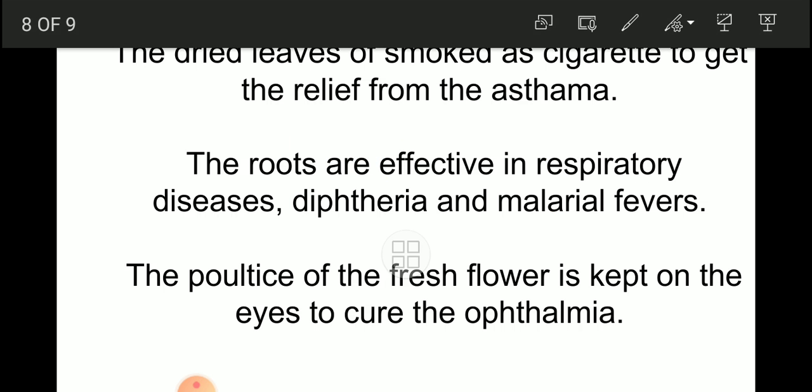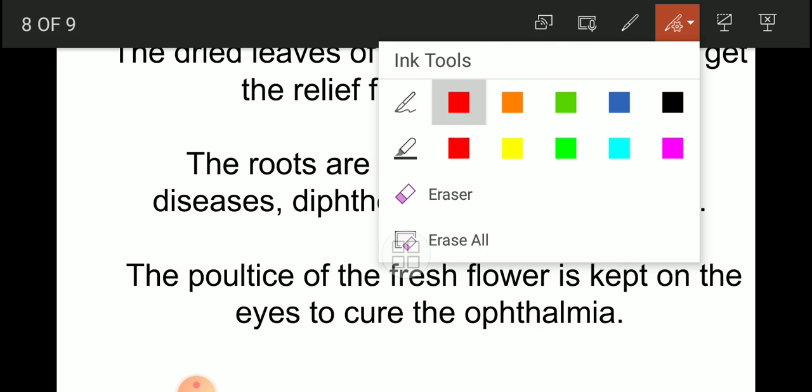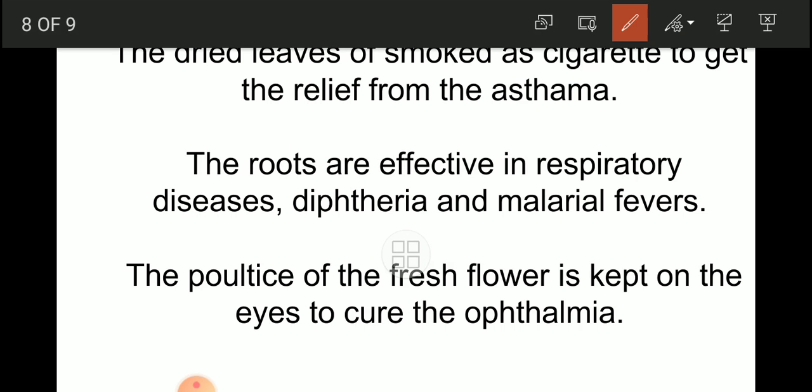Dried leaves are smoked as a cigarette to get relief from asthma. As we know, we have to follow a method: either a decoction is to be taken, or a poultice of a leaf is to be applied, or the smoke of that one.